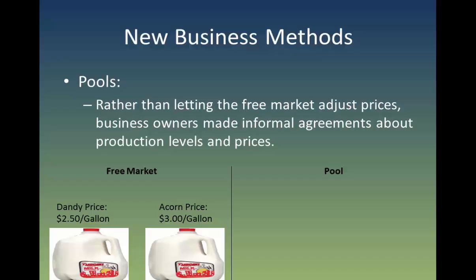Now we're going to get into the actual methods used by business owners back then. So we're heading down the graphic organizer. Now we're going to go from left to right. We're going to start with a pool. Rather than letting the free market adjust prices, business owners made informal agreements about production levels and prices. So in your swimming pool that I have there on your graphic organizer, in pools, businesses make informal agreements about production levels and prices. So the first thing you should write, informal agreements. Next thing you should write, production levels, and the last blank, prices.